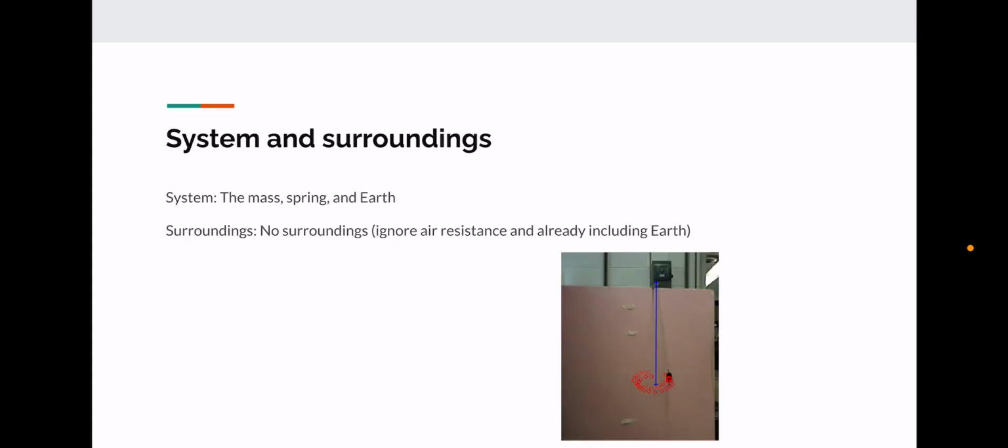System and surroundings. The system is the mass, the spring, and the Earth. Surroundings: there are no surroundings because we ignore air resistance and are already including the Earth.